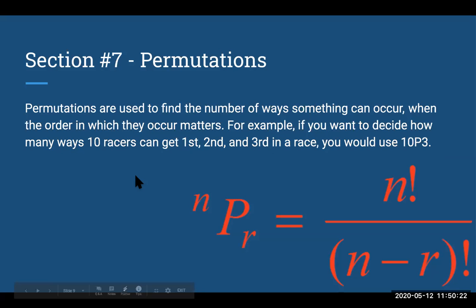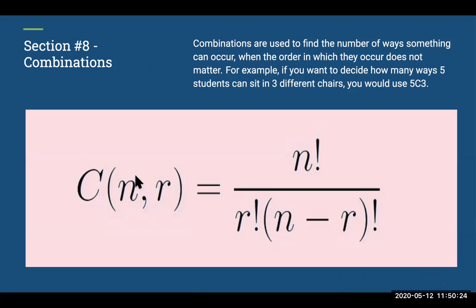Then there's combinations, which are used to find the number of ways something can occur when the order doesn't matter. For example, if you want to find the number of ways that 5 students can sit in 3 different chairs, that would use 5C3, which stands for 5 choose 3, not combination. The formula for this is n factorial over r factorial times (n minus r) factorial.